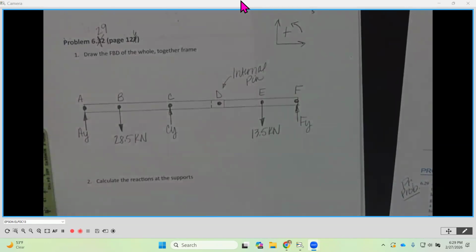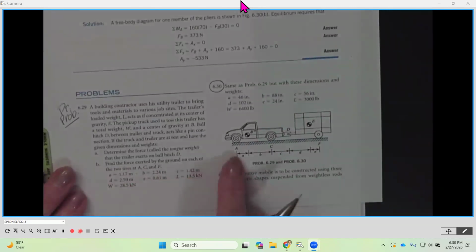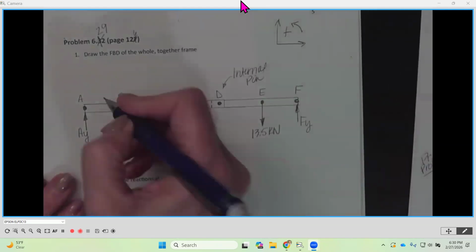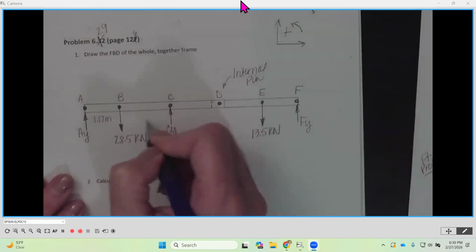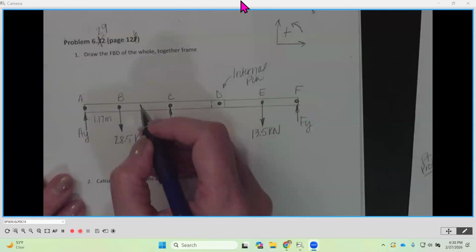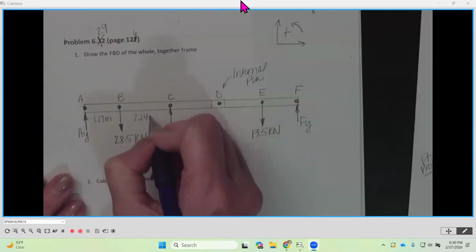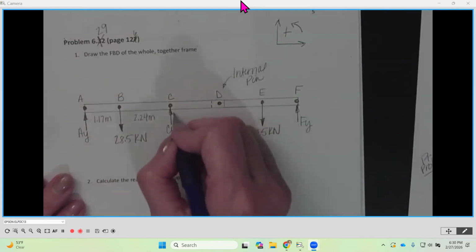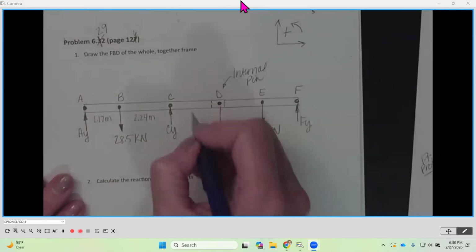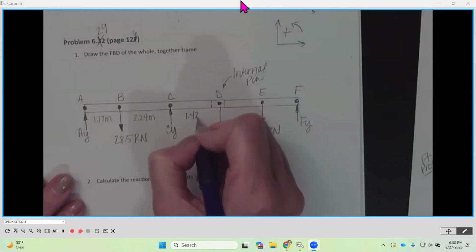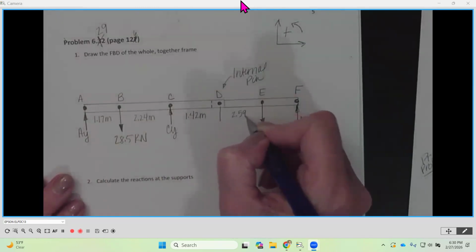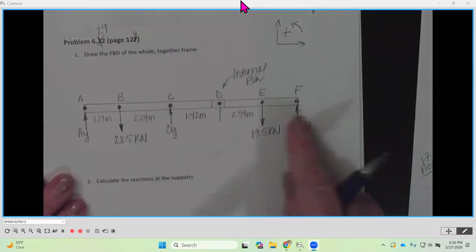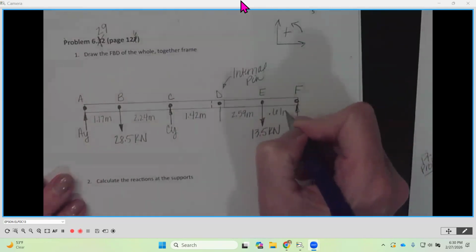And then now we just have distances in between. So the distances that we have in between are all identified here. Okay, so distance A is 1.17 meters. So I'm just going to put it right in between here, 1.17 meters. The distance between B and C is distance B, so that's going to be 2.24 meters. Then between C and D, I'm just going to draw a little line here. This is 1.42 meters. Between D and E is 2.59 meters. And then between E and F is 0.61 meters.